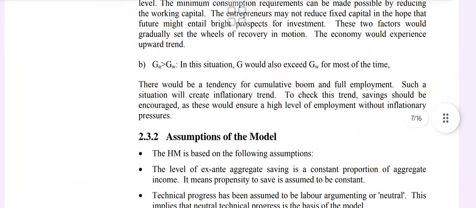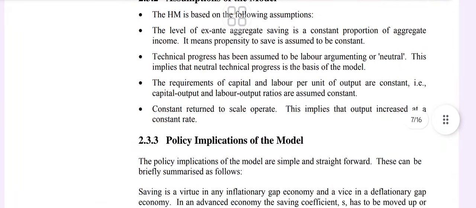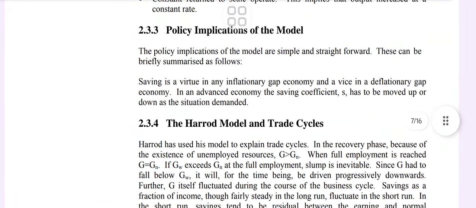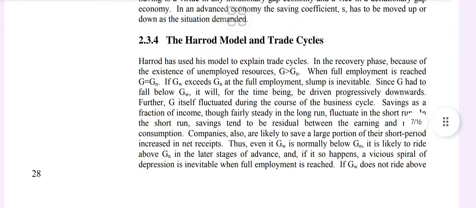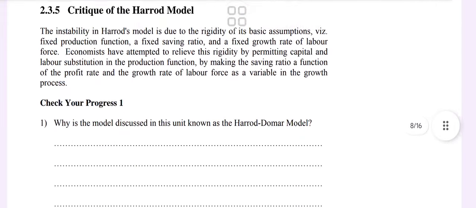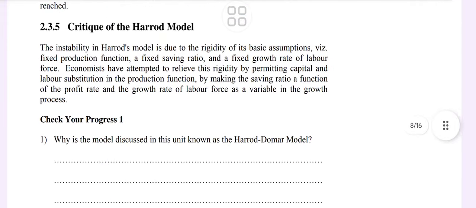Now, the assumptions of the model we know, and the policy implication is very straightforward. Saving is a virtue in any inflationary gap economy and a vice in a deflationary gap economy. In an advanced economy, the saving coefficient has to be moved up or down as the situation demands. Now the Harrod model and trade cycle is also there, and there are critics also. The instability in the Harrod model is due to the rigidity: fixed production function, fixed saving ratio. Everything cannot be fixed, right? How can it be fixed?